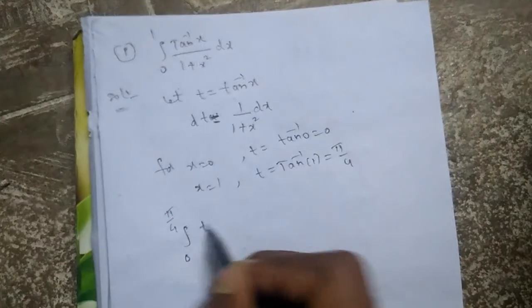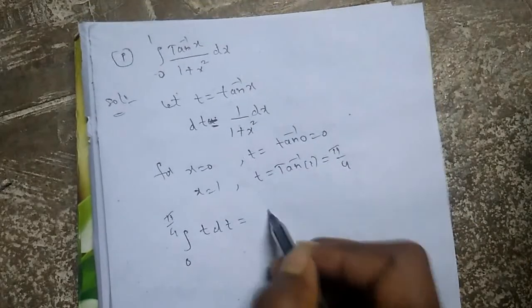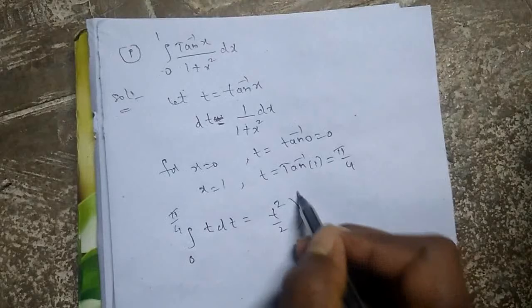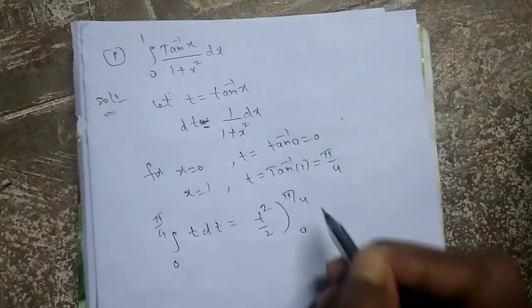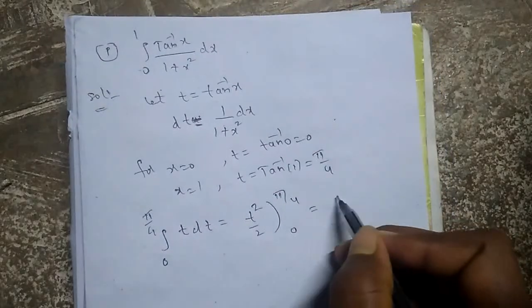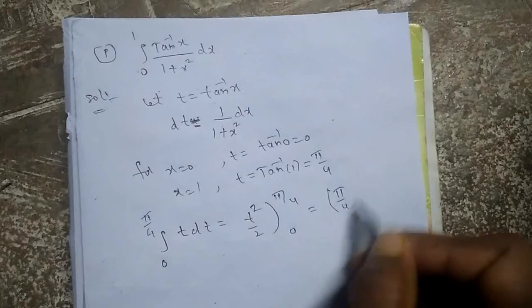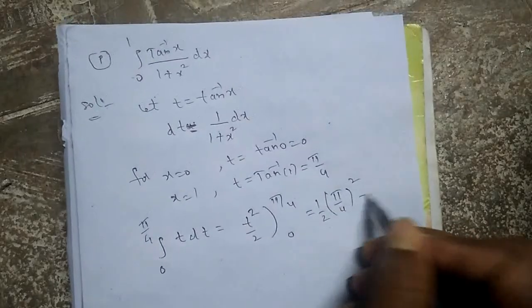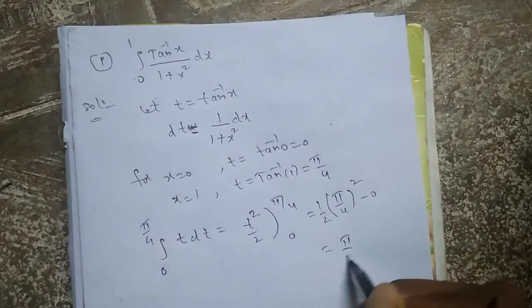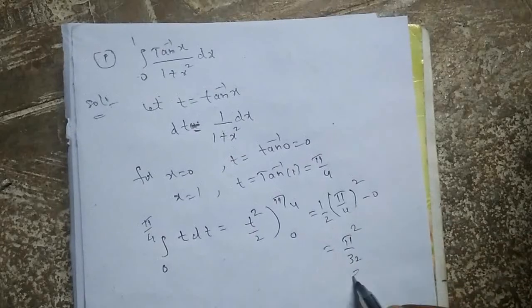This is equal to t dt, that is t square by 2. Limits are 0 to pi by 4. Substitute the limits. This is pi by 4 whole square minus 0, that is pi square by 32.